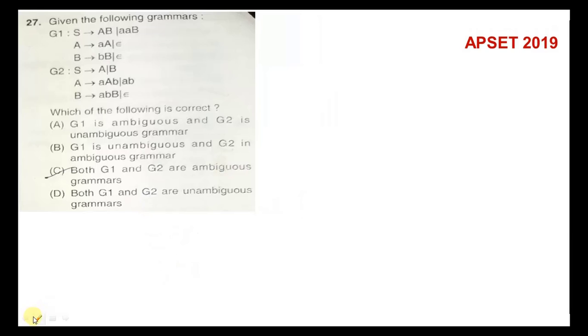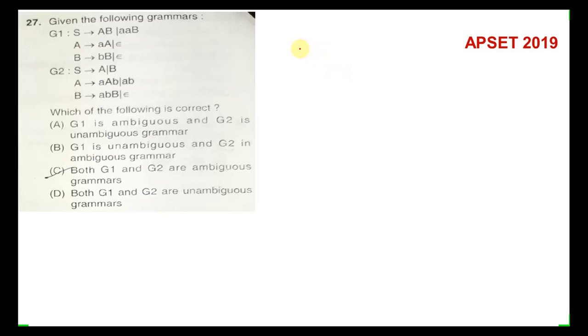Next, question number 27. Given the following grammars, he has given 2 types of grammars. One is a G1 grammar and the next one is a G2 grammar, and we have to find out which grammar is an ambiguous grammar. That is, either the G1 grammar is ambiguous, or the G2 grammar is ambiguous, or both are ambiguous, or unambiguous. Okay, so for this one I can follow the parse tree mechanism. That is, I draw the parse trees for each and every grammar, and I can determine which grammar is ambiguous and which grammar is unambiguous.